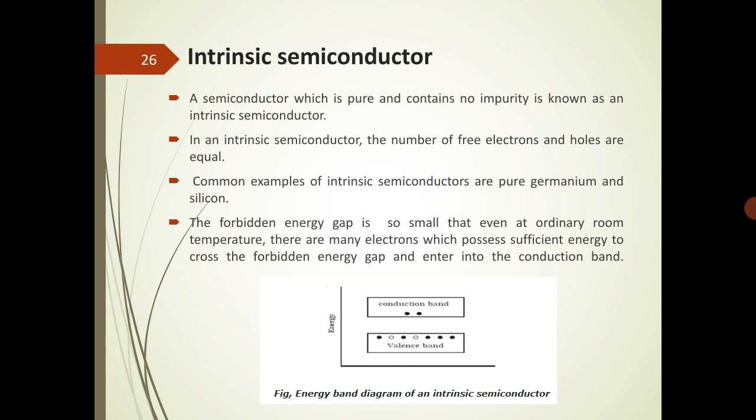Here the forbidden energy gap is so small that even at ordinary room temperature there are many electrons which possess sufficient energy to cross the forbidden energy gap and enter into the conduction band for the process of recombination. After the recombination process, it starts emitting the photons, right?